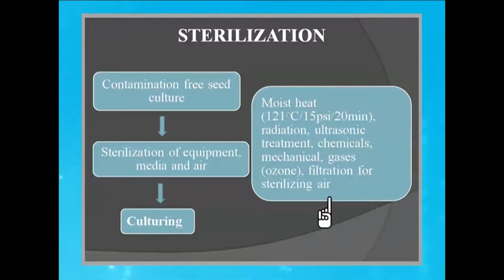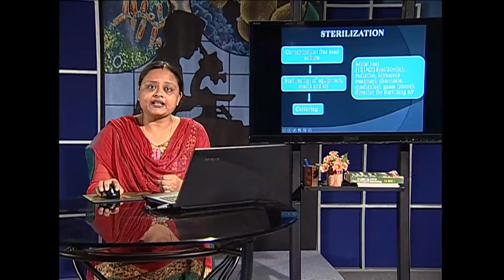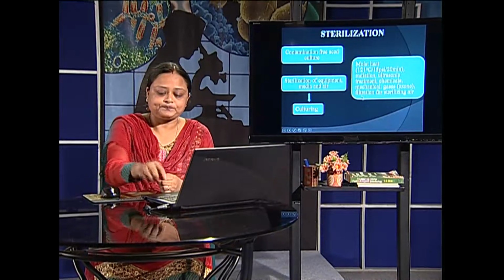Then other treatments like radiation, ultrasonic treatment, chemicals, mechanical treatment like even some pressure, and gases like ozonation can also be used in different parts of the plant, that is the equipment and other accessory requirements. But media should be sterilized by moist heat, and the air that we were speaking of should be sterilized by filtration.